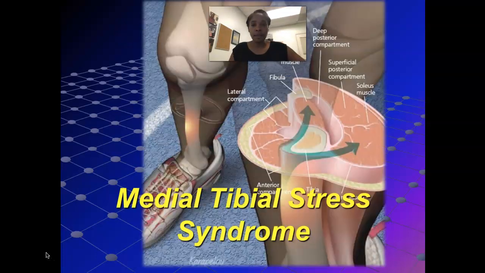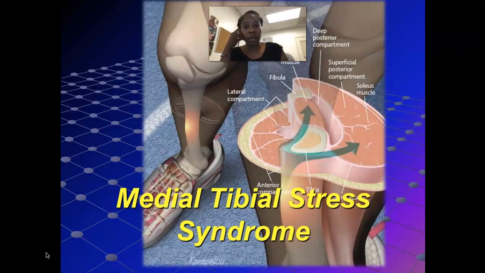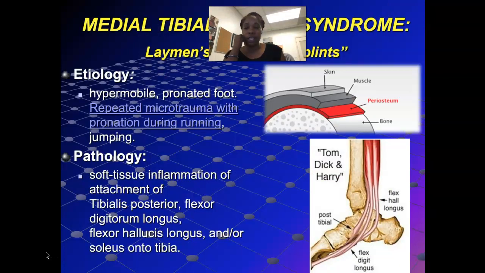Our last pathology or group of pathologies is what we consider more chronic in the lower limb. So now we're progressing to our chronic and overuse pathologies in the lower limb. This is probably the second most common lower limb injury minus the ankle. It's medial tibial stress syndrome, or what you all might know as shin splints, but please don't call them that in my class.